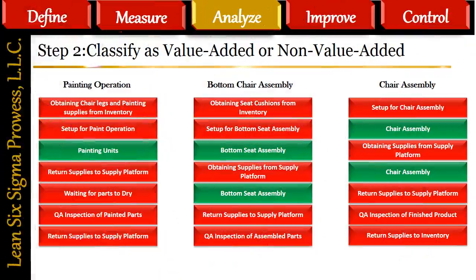Now that we have reviewed each activity, we are ready to complete step 2. For each step of the process, identify if the step is either value added or non-value added. In our 21-step process, only 5 steps are value added. The remaining 16 steps are non-value added.